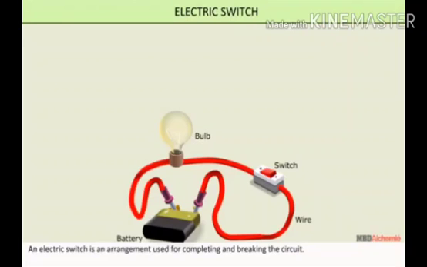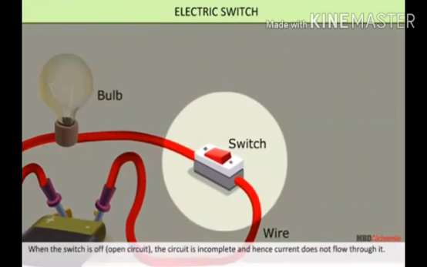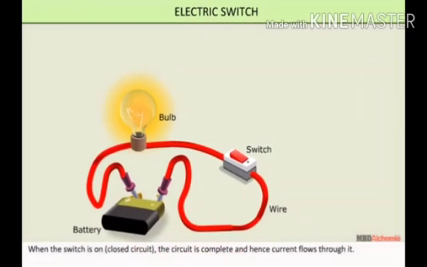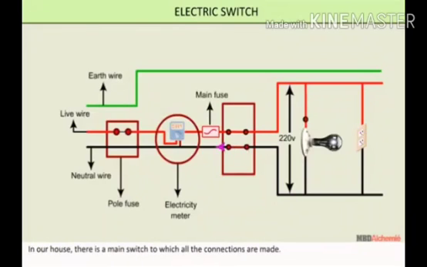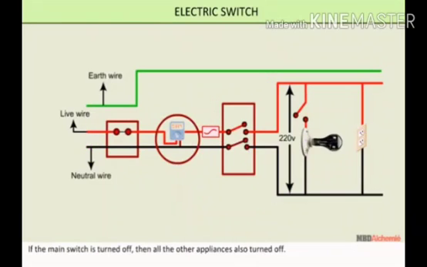Electric switch. An electric switch is an arrangement used for completing and breaking the circuit. When the switch is in open position, the circuit is incomplete and hence current does not flow through it. When the switch is in closed position, the circuit is complete and hence current flows through it. In our house, there is a main switch to which all the connections are made. If the main switch is turned off, then all the other appliances also get turned off. Hence, the circuit breaks and no current flows through it.